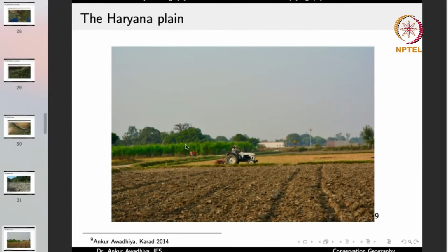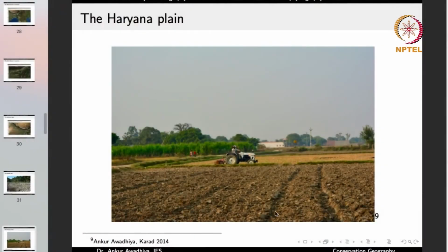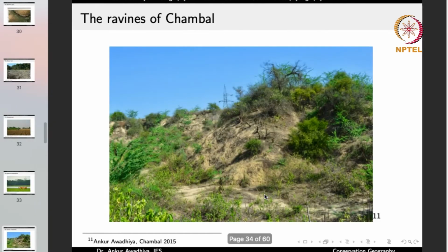Next we have this, an image from Haryana. So Haryana is here. So here this is a part of the northern plains. This is the plains of Brahmaputra in Assam. We also have certain ravinous areas such as the ravines of Chambal. Now in this case, the erosional activity is predominating.